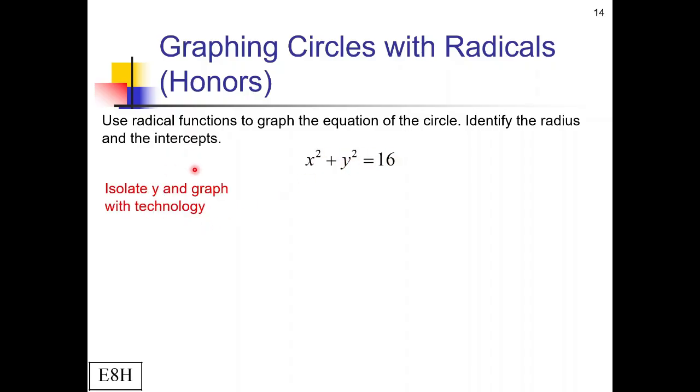And then we're going to graph that using technology. Again, you're going to get a y equals plus or minus something. This time, I'm going to let you use Desmos to see what it looks like. So pause the video and give that a shot.